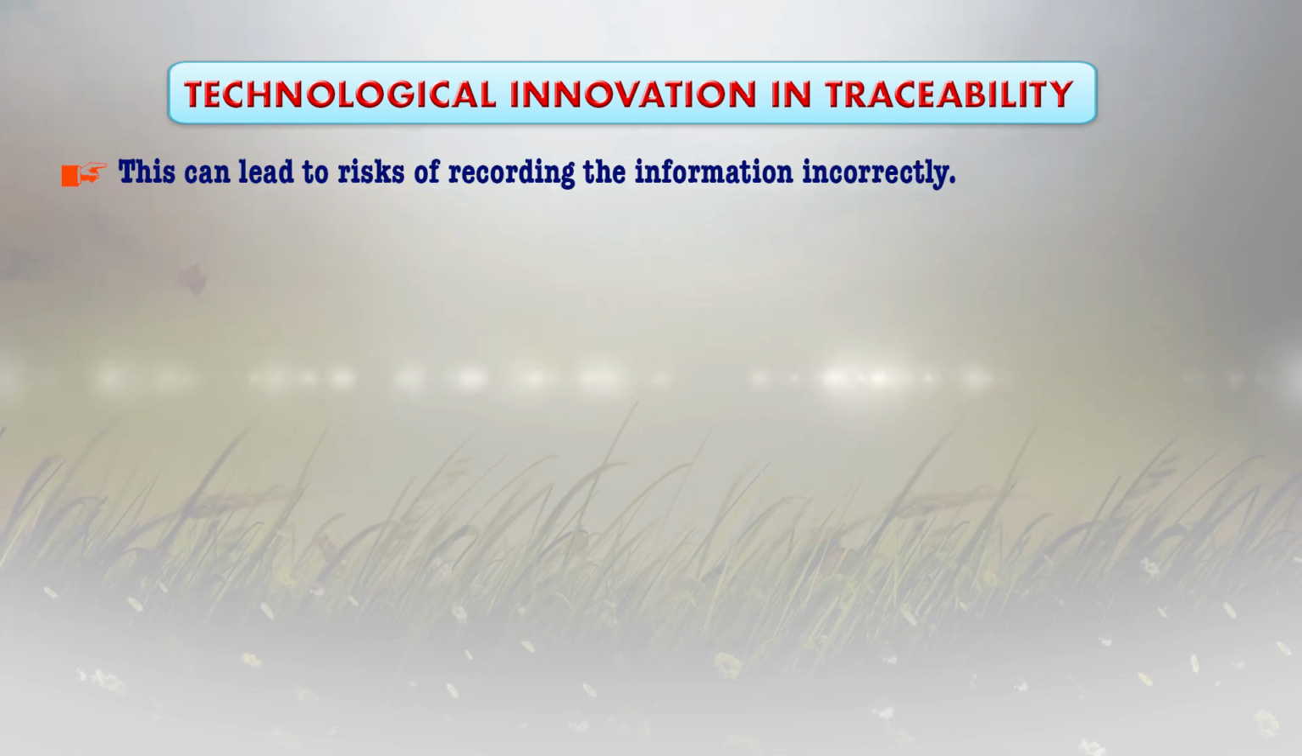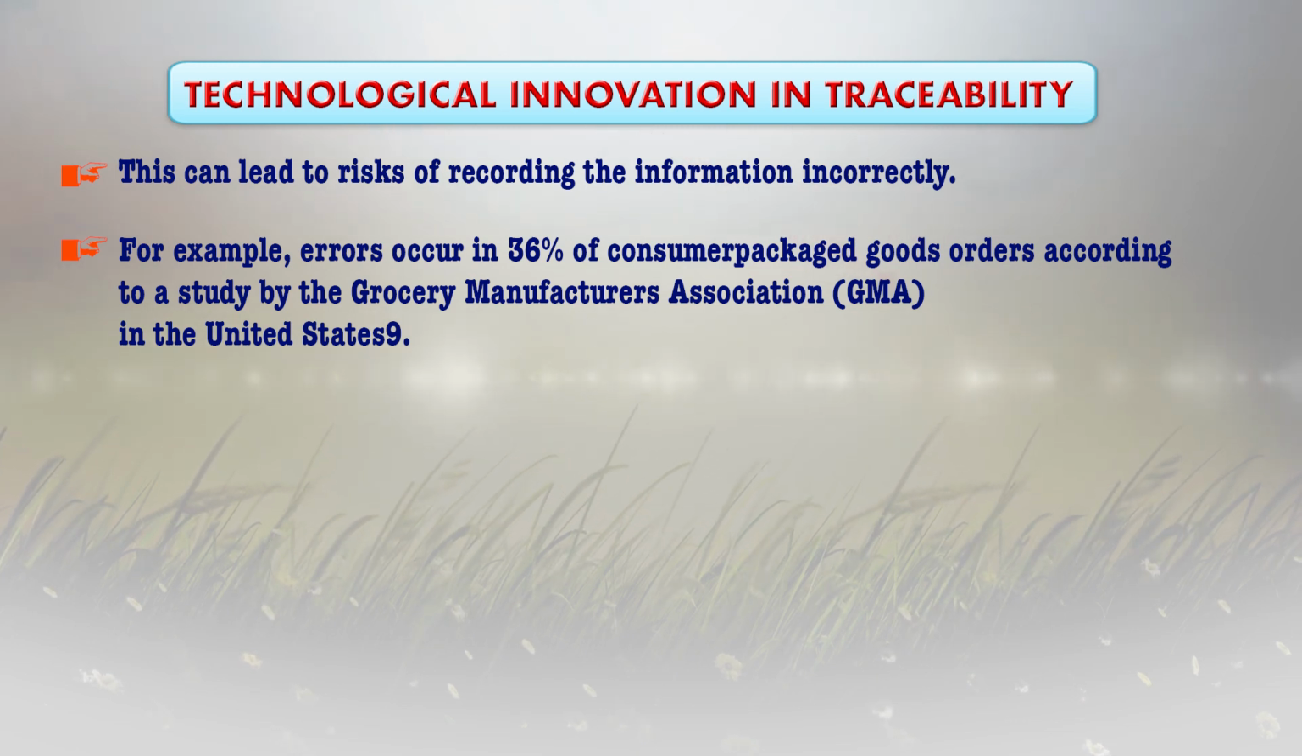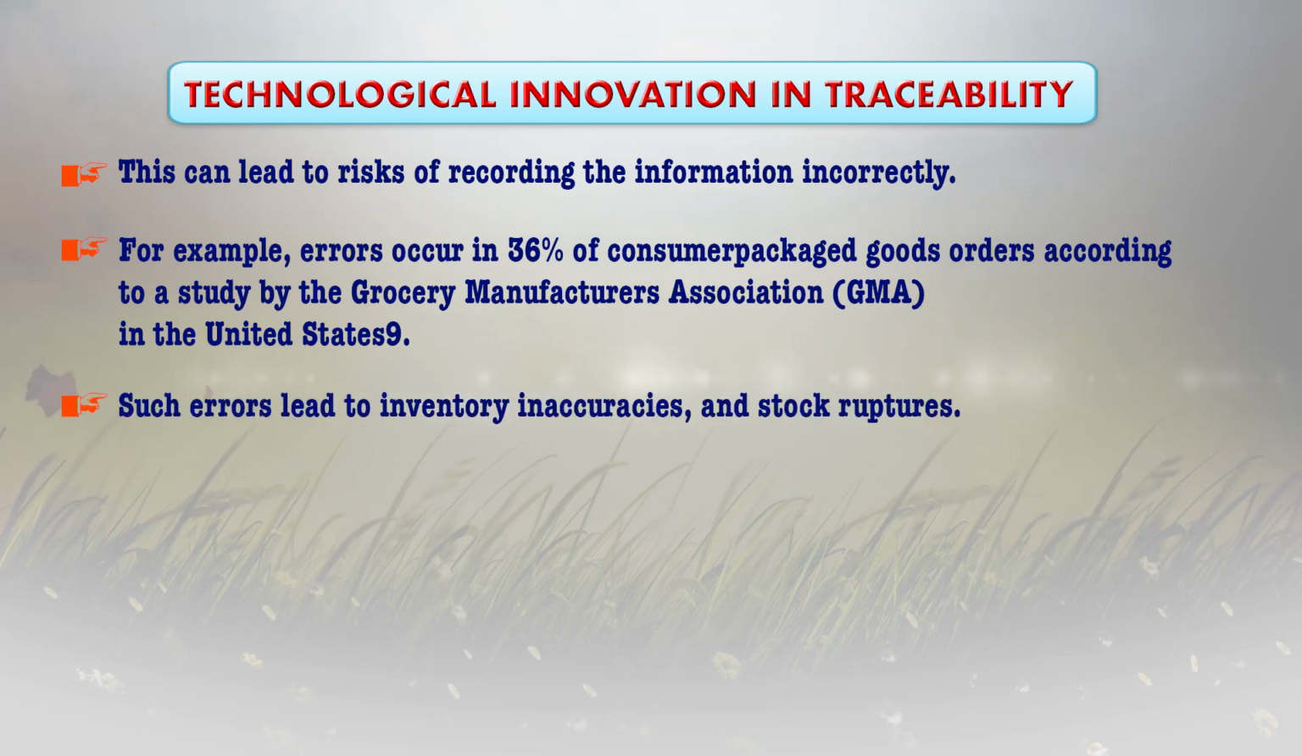So, obviously, if it is manually entered, definitely it can lead to risks of recording the information incorrectly sometimes. Manual errors, we can say, like errors that occur in 36% of the consumer packaged goods orders according to the study by the Grocery Manufacturers Association in the United States. They have already reported such types of errors that lead to inventory inaccuracies and also stock ruptures. So, if a mistake happens at one point, it will carry to the further processes as well.